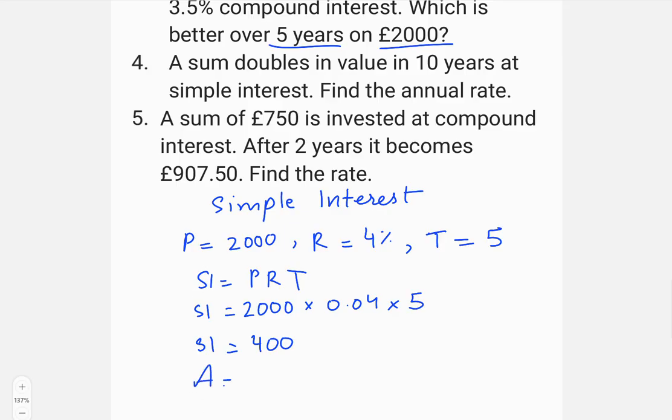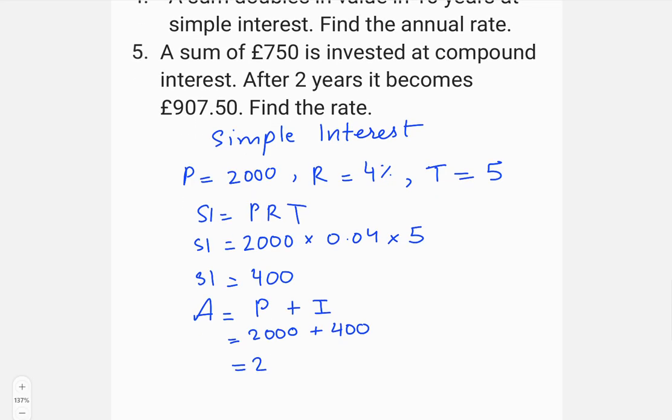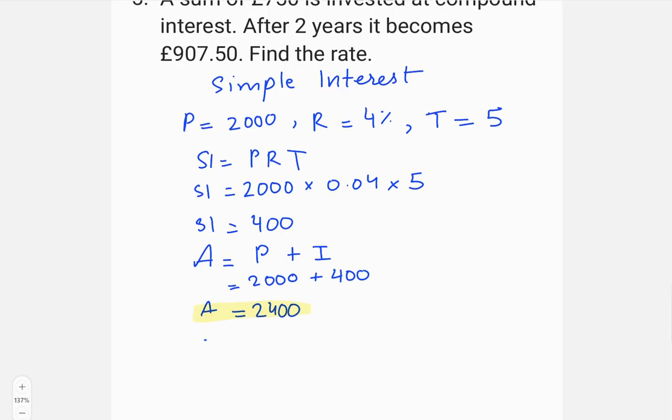So the amount here is going to be principal plus interest. The principal was 2000 and the interest is 400. It's going to be 2400 for simple interest. Now let's see for compound interest.